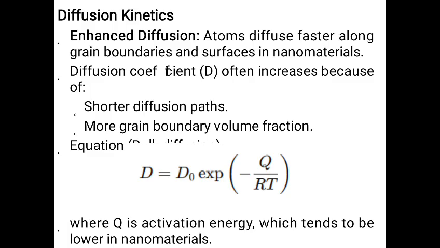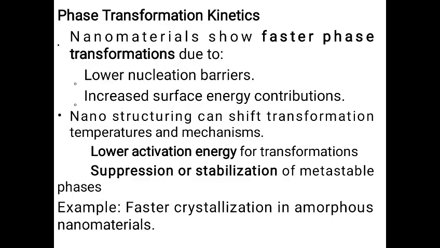Diffusion kinetics. Enhanced diffusion: atoms diffuse faster along the grain boundaries and surfaces in the nanomaterials, and the diffusion coefficient will get increased because of shorter diffusion paths as well as more grain boundary volume fraction. The diffusion coefficient can be given as D = D0 exp(-Q/RT), where Q is the activation energy, which tends to be lower in the case of nanomaterials.